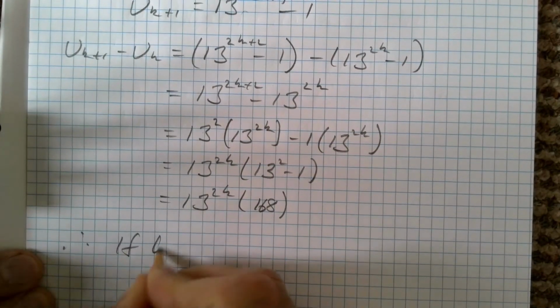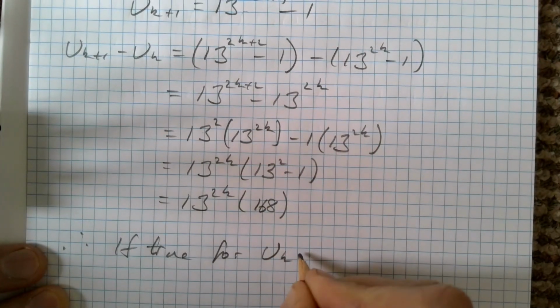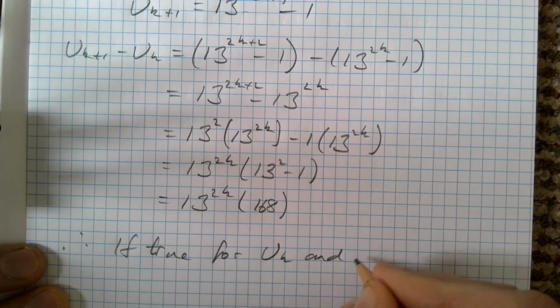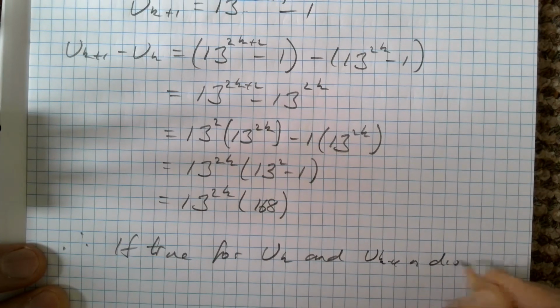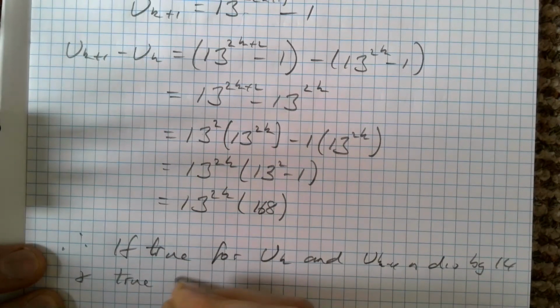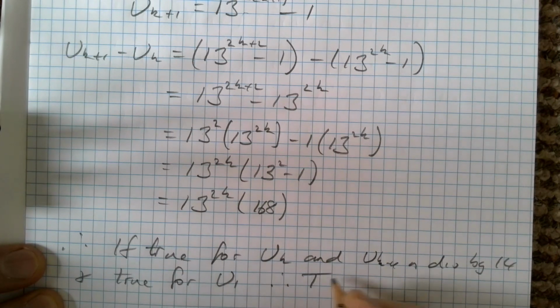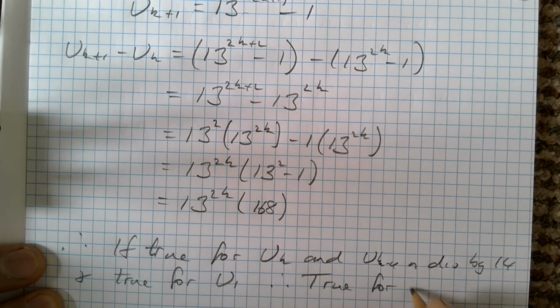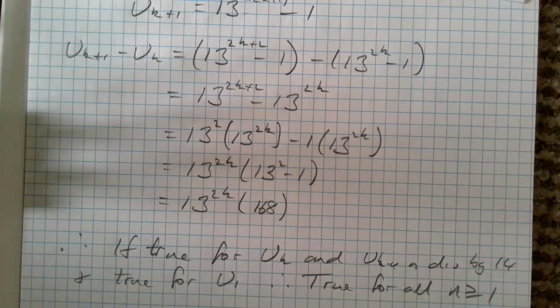Therefore, if true for u of k and u of k plus 1 is divisible by 14, and if true for u of 1, therefore true for all n greater than or equal to 1. And that's all. So you do need a wee statement at the end. We normally number them 1 and 2, but I haven't in this case, but 1 and 2 is normally what we write down at the end.